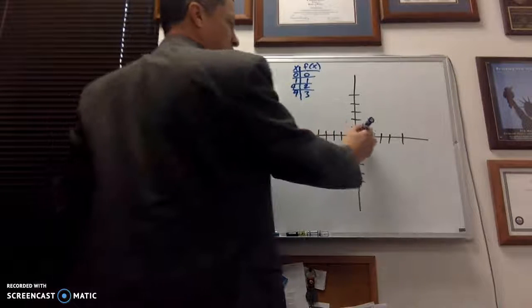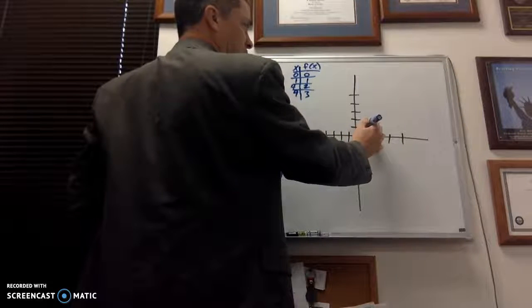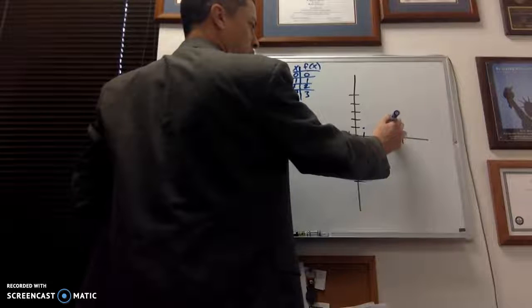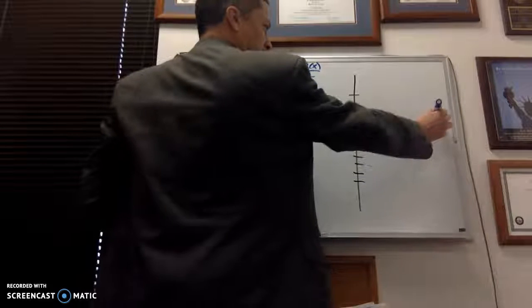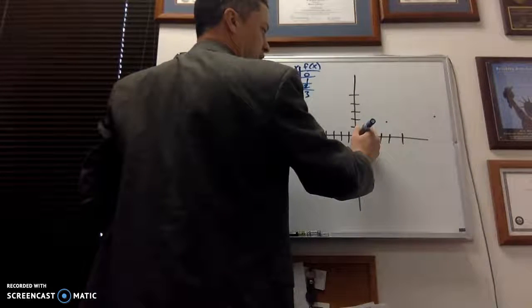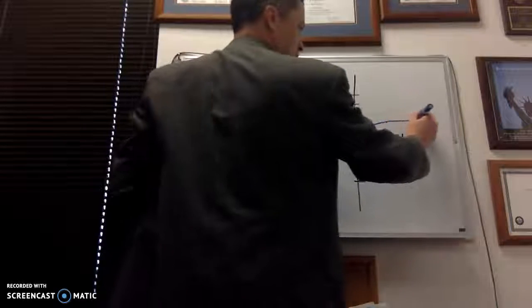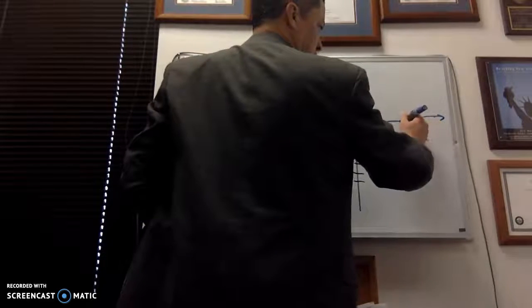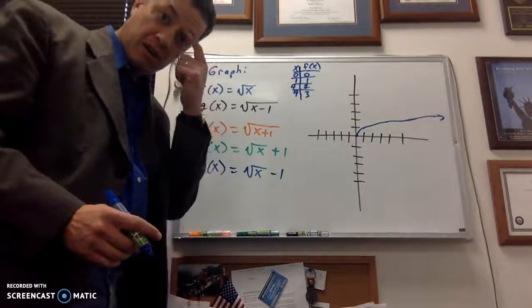So I'll put 0, 0. 1, 1, 4, 2, and then 9, 3 is going to be out here somewhere. So my graph's going to look like this. Looks kind of like an eyebrow, right?